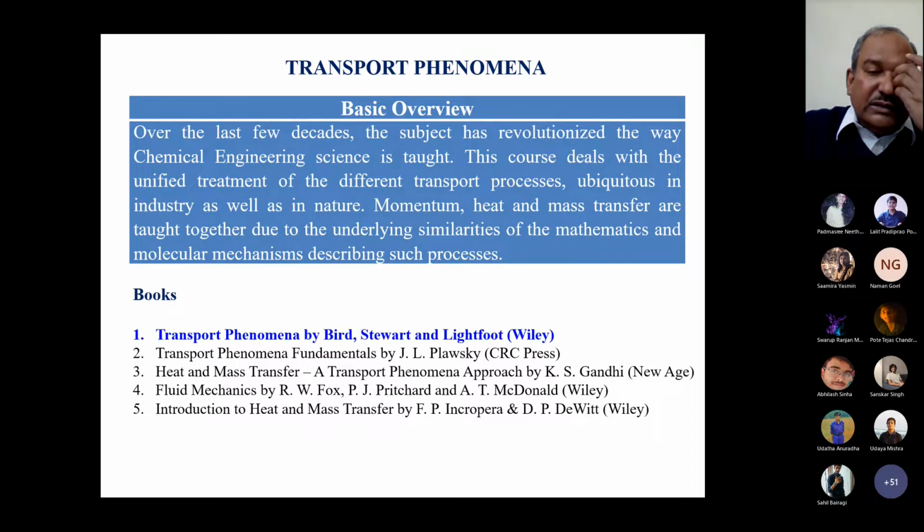Of course, the first book is going to be Transport Phenomena by Bird, Stewart, and Lightfoot. I have also included a few of the recent books which have come up in this area. The number 4 and 5 are well known to you. 2 and 3, Transport Phenomena by Plawsky, and Heat and Mass Transfer, a transport phenomena approach, by Professor K.S. Gandhi of IISc Bangalore, one of the most well-known chemical engineering faculty of our time. So Professor Gandhi's book is also going to be relevant here, but the textbook will remain Bird, Stewart, Lightfoot.